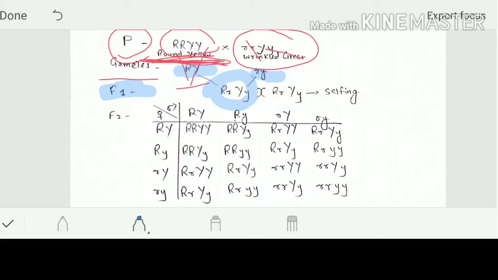Now, here a word is written selfing. What does selfing mean? Which means the same genotype of capital R small r capital Y and small y is crossed again with capital R small r and capital Y small y. So you are having this square. This square is called as Punnett square.